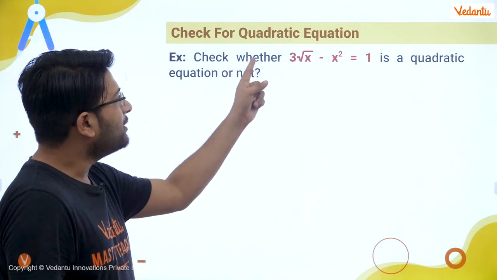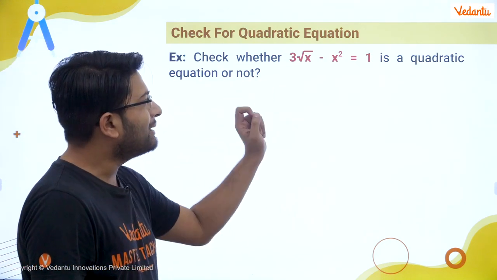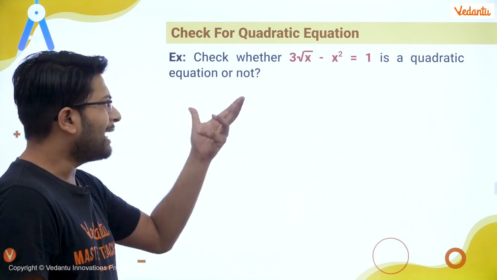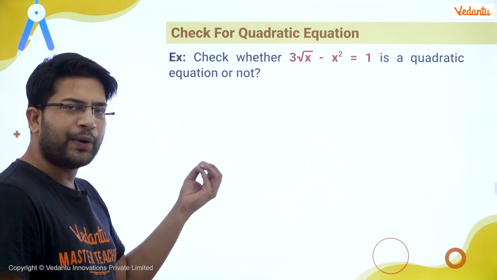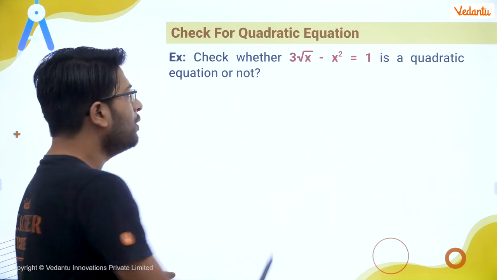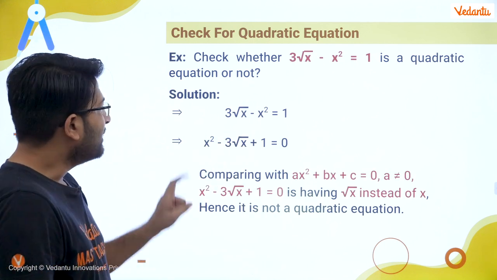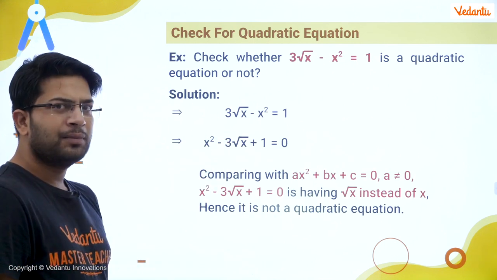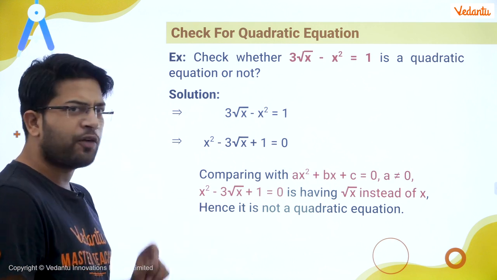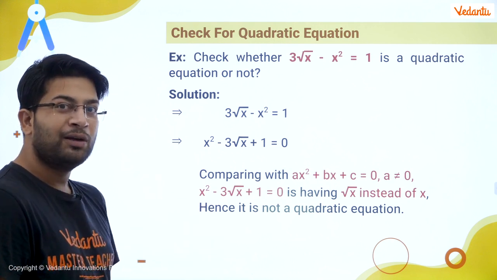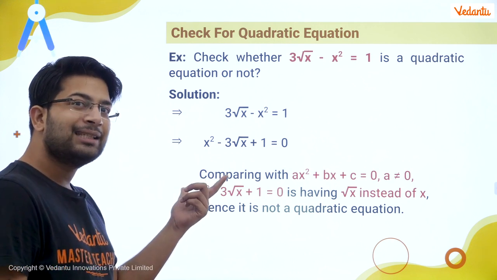Let's say, champ, look at this question. The equation is 3 root x minus x square equal to 1. They are asking whether it's a quadratic or not. What to do? First of all, let's write it in the standard form. Now we can see there is an x square term, so we can say the coefficient of x square is not 0. So it is quadratic. Yes?